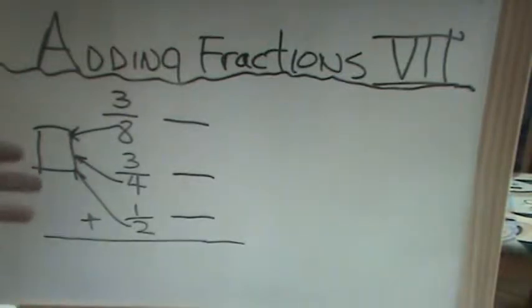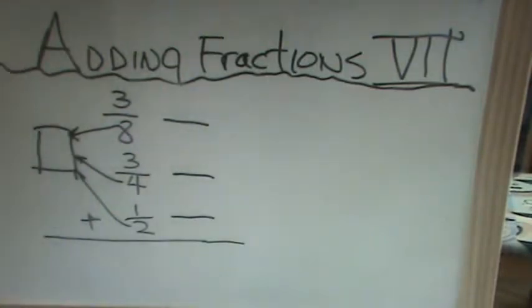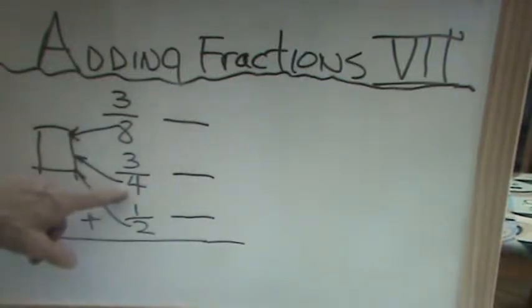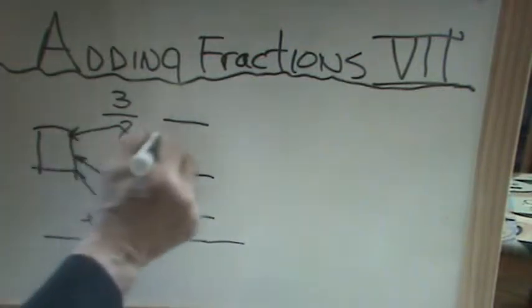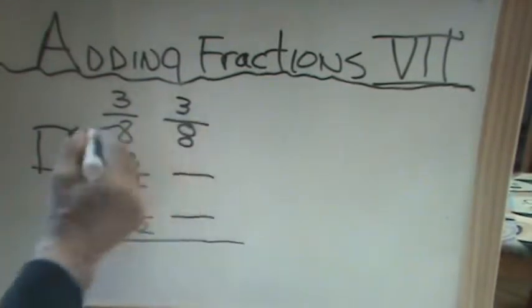Well, since 8 has to go into the number evenly, let's start with 8, because the number could not be less than 8. So 8 will go into 8, we know that. Will 4 go into 8 evenly? Yes, it does. And we know 2 will go into 8. So we'll use 8. This is already in eighths, so we don't have to do anything.